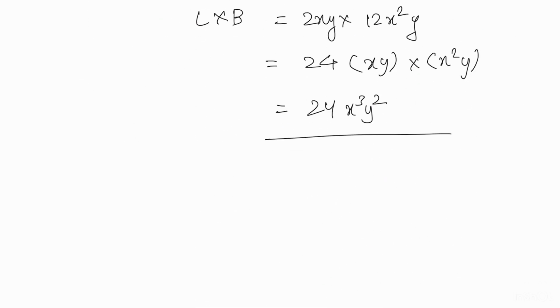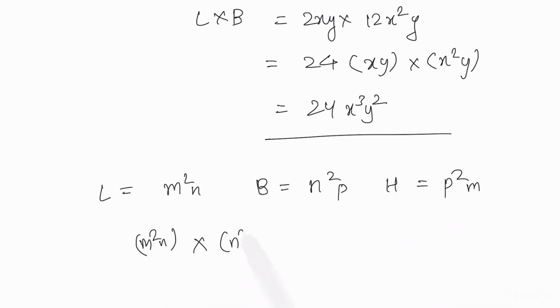Next we'll have volume. Suppose I'm giving you the length, taking this one from NCERT only, as m square n, the breadth to be n square p, and the height to be p square m. So you will multiply all these, and for m you just add the powers, you will get 3, 2 plus 1, and for n you will again get 3, for p also you will get 3. This will be the answer.